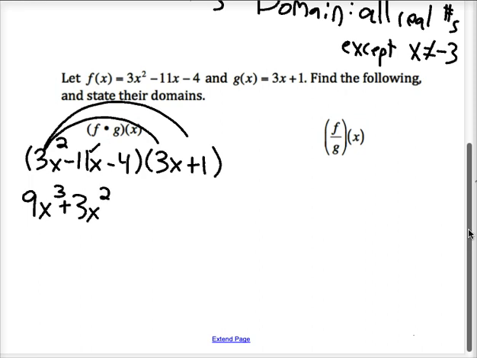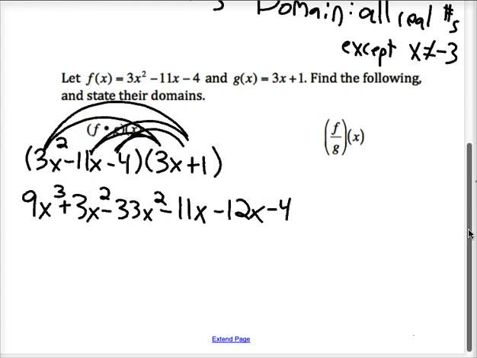I send the 11x to the 3x to get negative 33x squared, and I send it to the plus 1. Take the negative 4, same thing, I send it to the 3x to get a minus 12x, and I send it to the 1. So it's like foiling. You're just sending everything from the first parenthesis into both things of the second parenthesis. So you end up getting 6 terms, and now that's going to leave me a lot to combine.